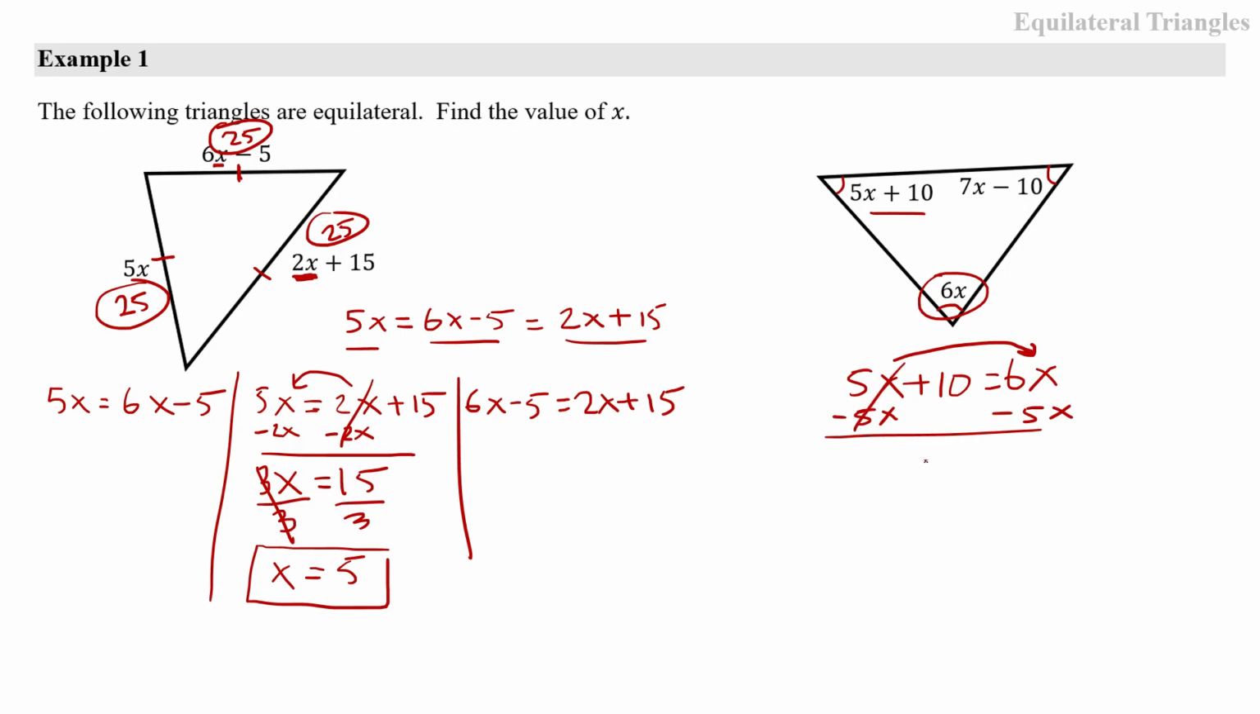This will cancel, and I get 10 equals 6x minus 5x, which is 1x, and there's my answer: x equals 10. Now remember, I know that I did this correctly if I go back and plug it in. For example, if I plug in 10 here, 6 times 10 is 60, and if you plug in the rest of them, it should also give you 60.